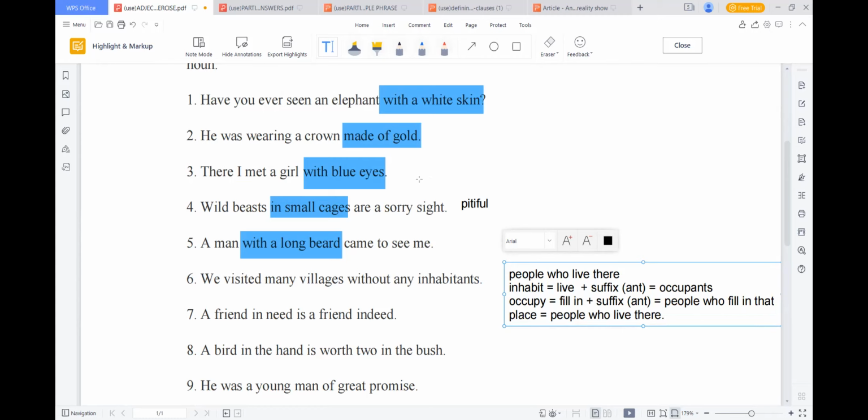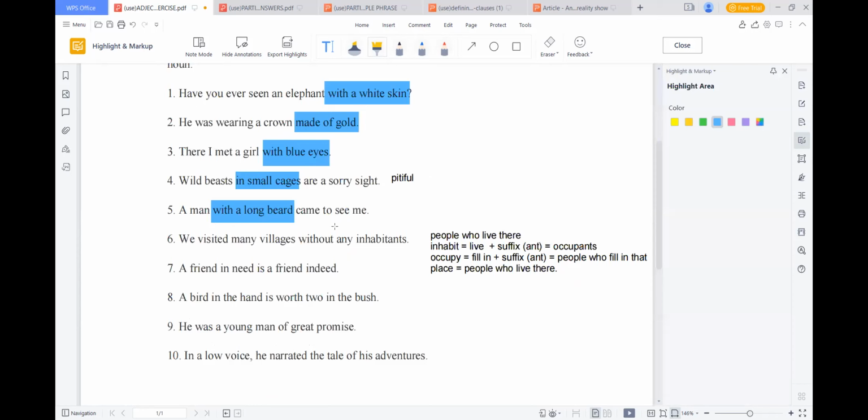All right. So here, which one is the adjectival phrase? Without any inhabitants. Good job. So that means the villages are empty, no one there, right? Okay, number 7, can you read?